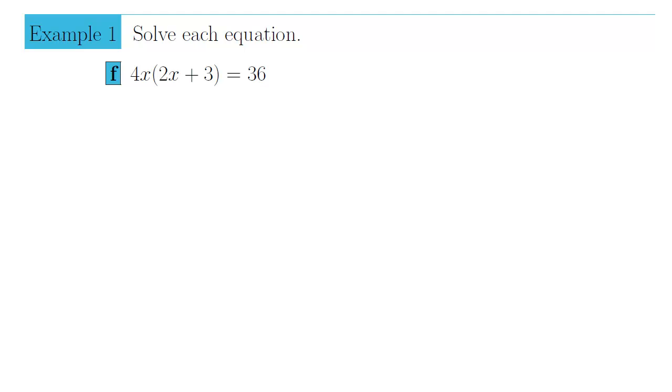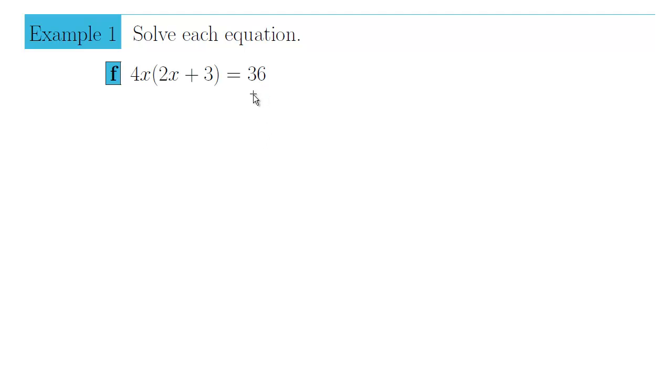This brings us to our final example. Example 1f. Solve the quadratic equation 4x times the quantity 2x plus 3, quantity closed, equals 36. Now note, on the left side we have a product, but unfortunately on the right side we do not have 0. Therefore, before we go on, we first have to get 0 on the right side.